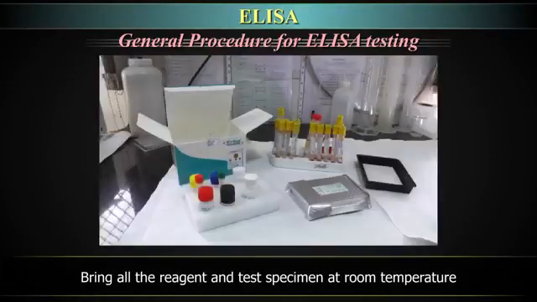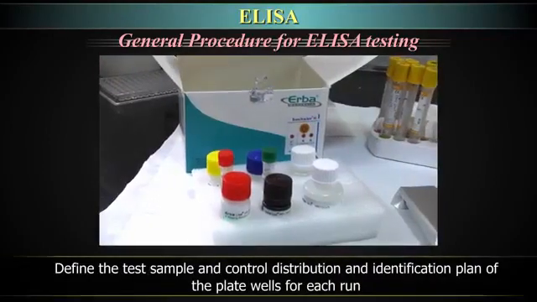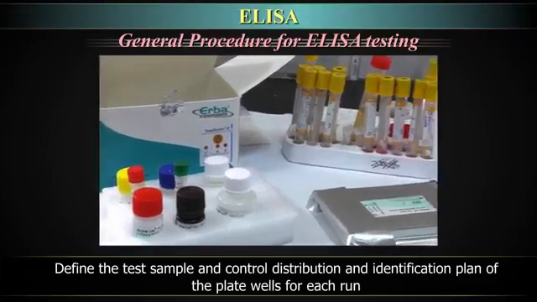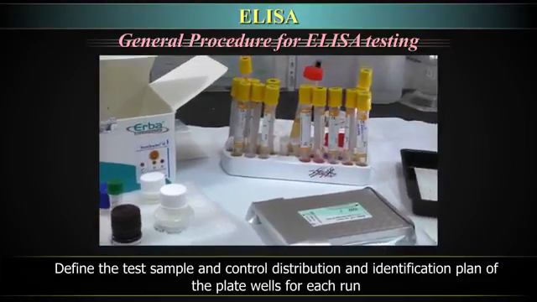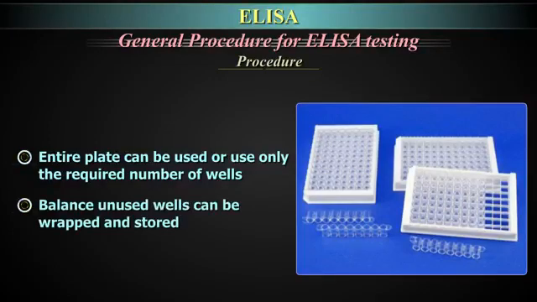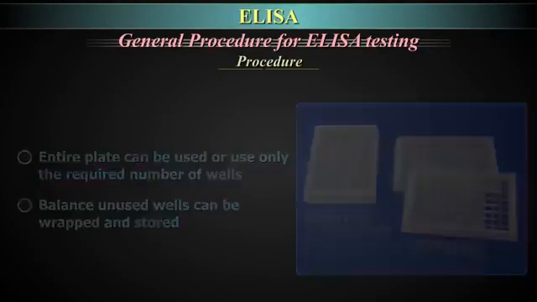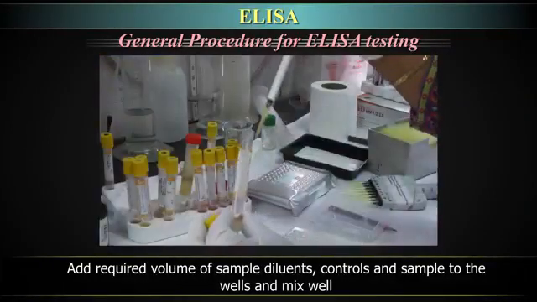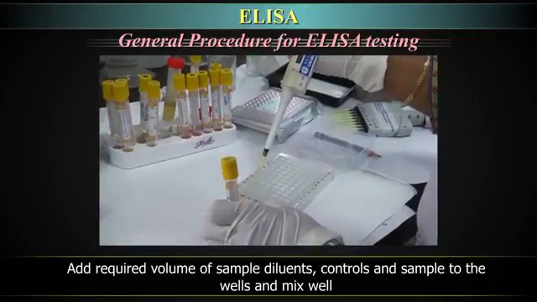Bring all the reagent and test specimen at room temperature. Define the test sample and control distribution and identification plan of the plate wells for each run. The entire plate can be used or use only the required number of wells. The balance unused wells can be wrapped and stored. Add required volume of sample diluents, controls and sample to the wells and mix well.